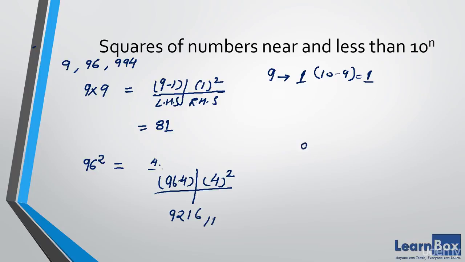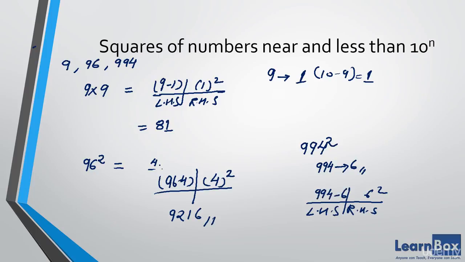Let's see one more example. Let's multiply 994 square. So 994 is 6 away from the base, so the RHS part would be 6 square, and the LHS part would be 994 minus 6. So this becomes 988036. Notice we have taken 3 digits here in the RHS because the base is 1000, so the RHS part would be in 3 digits.